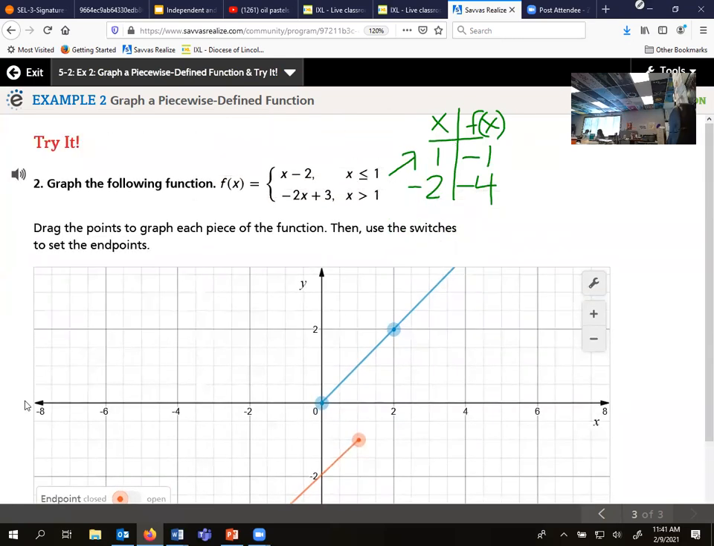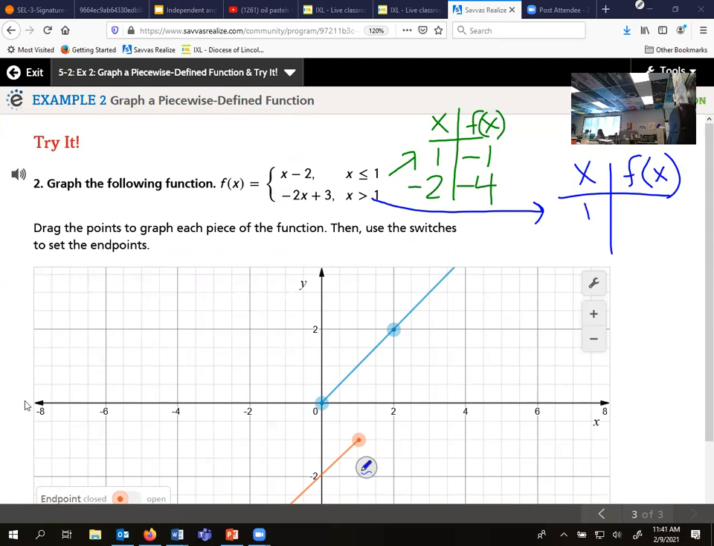It'll make more sense when we get to something like that. Okay, and then we're going to use this other rule to graph our other line. We'll use 1 again just because that's the endpoint. I need a number that's greater than 2. Okay, if I plug 1 in here, what's 1 times -2?